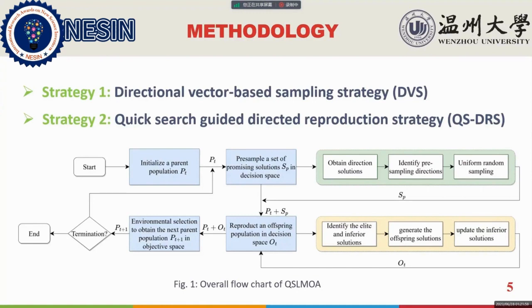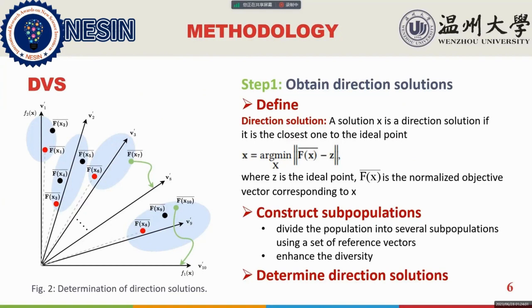We will then describe these two strategies in detail. For our proposed sampling strategy, it is crucial to identify promising sampling directions in the original large-scale search space. Therefore, we first need to obtain direction solutions, which are used to construct the sampling directions. Here, we define the direction solution in this way. A solution X is a direction solution if it is the closest one to the ideal point.